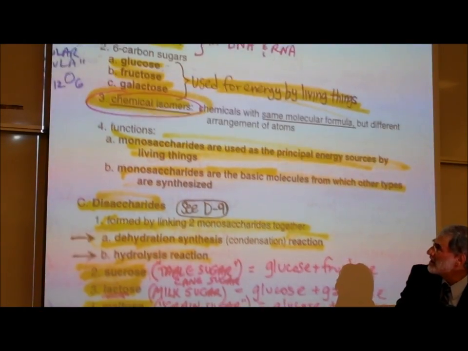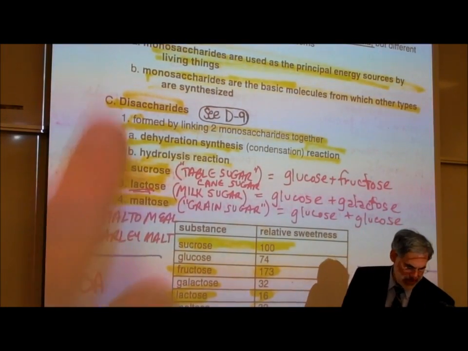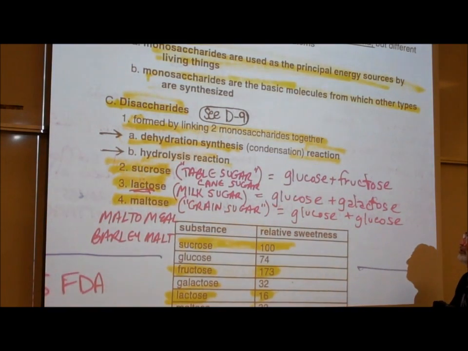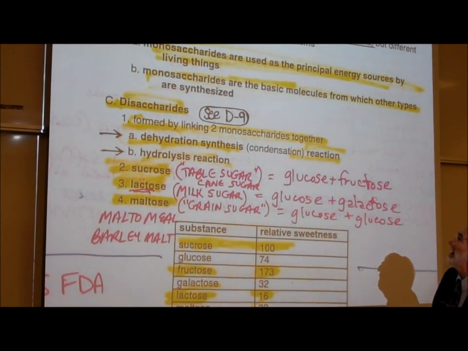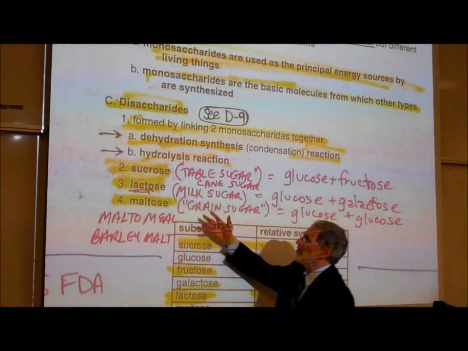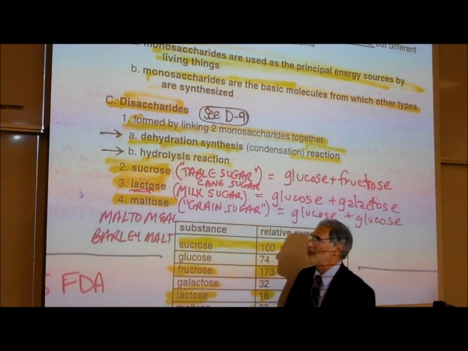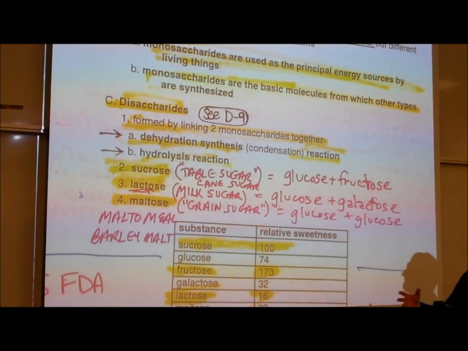Now, let's talk about disaccharides. The prefix di means two, double, and they are formed by linking two mono, mono means one, single sugars together, right? We join them together. And I'm giving you three disaccharides to know. The three that we're asking you to know are sucrose, lactose, and maltose. Now, let's see what these look like.